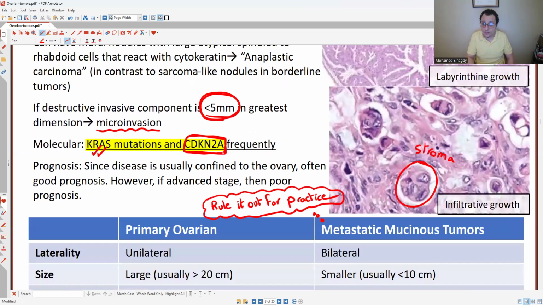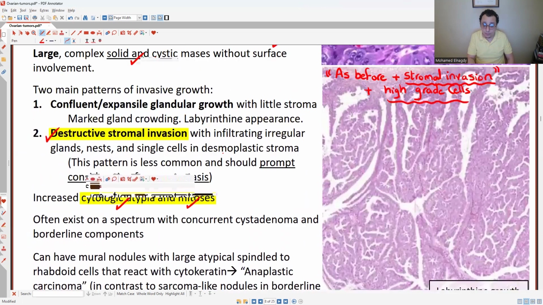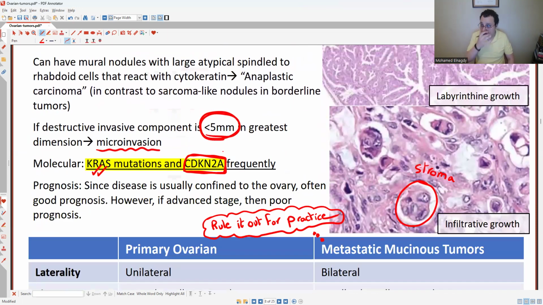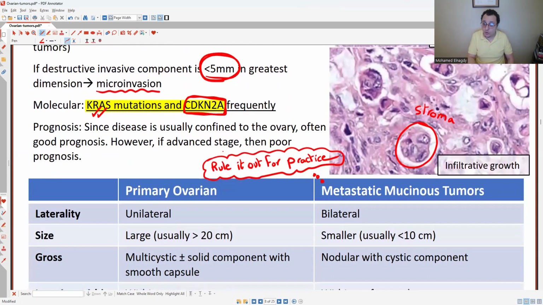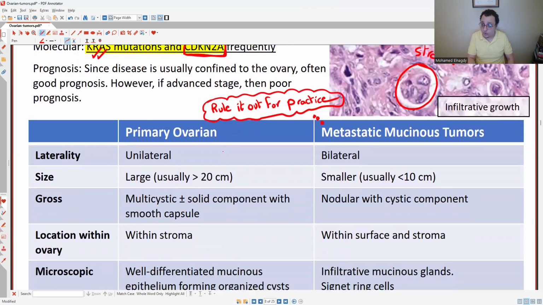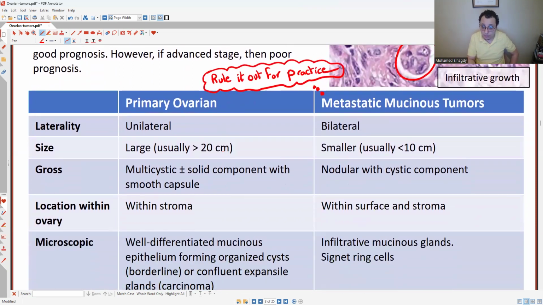The prognosis here is very bad, very poor. But it depends to a large degree on whether it's confined to the ovary or whether it has spread to the peritoneum or sent out any peritoneal implant. That's a very important table rule for your practice, and it's for the boards as well.